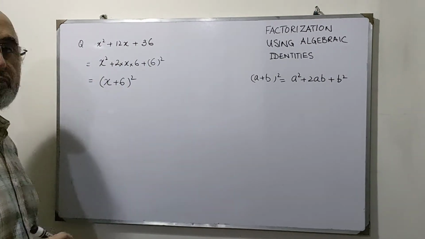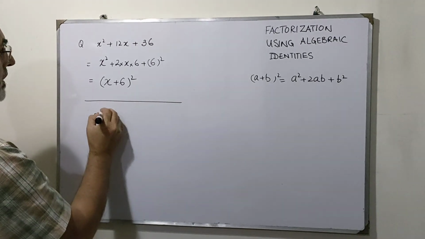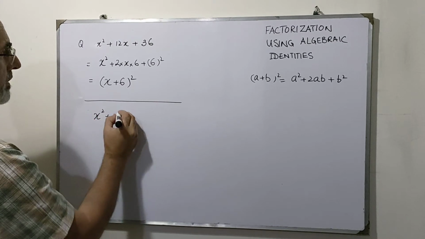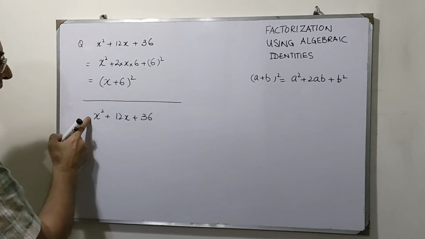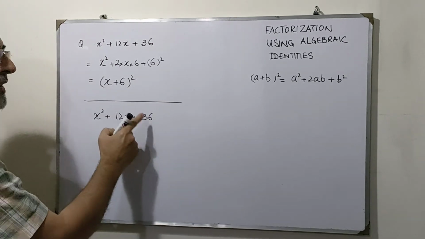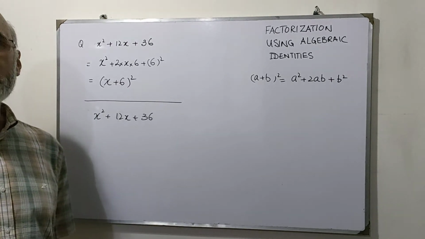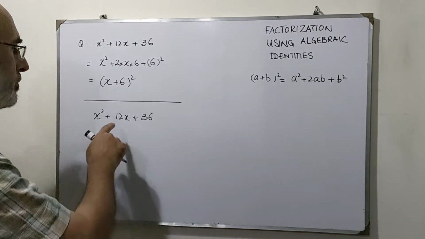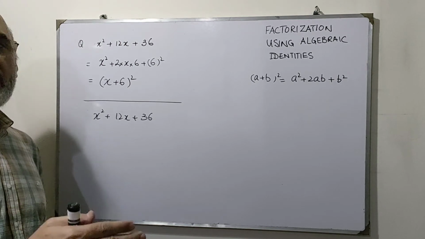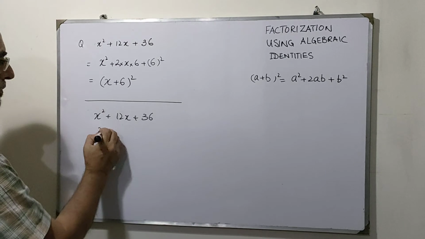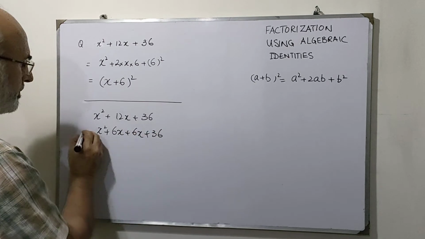So if we were using midterm breaking, what we have done: x square plus 12x plus 36. The coefficient of x square is 1. This is 36. So we need two factors. If we multiply, we get 36, and if we add, we get 12. So the factors of 36 are 6: 6 into 6 is 36, and 6 plus 6 is 12. So x squared plus 6x plus 6x plus 36.